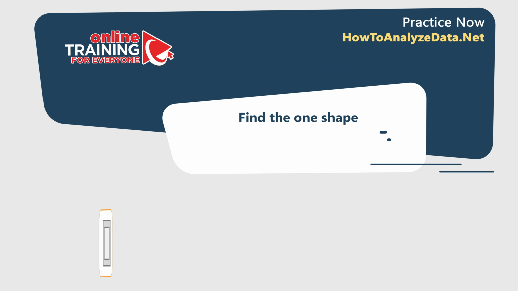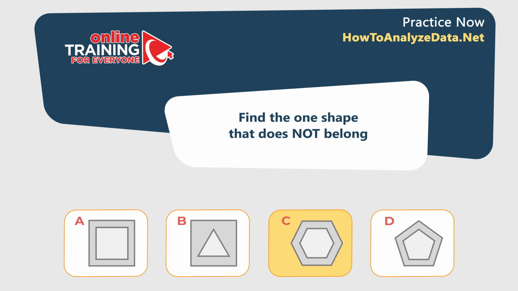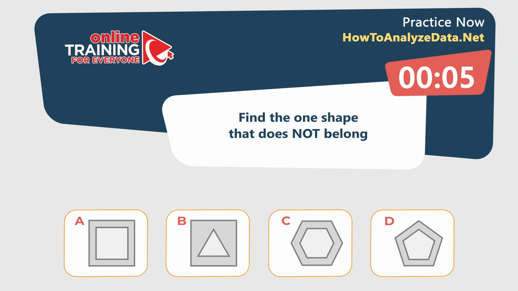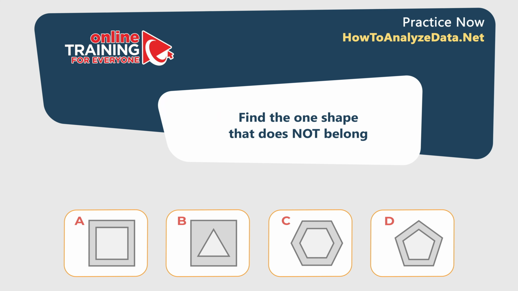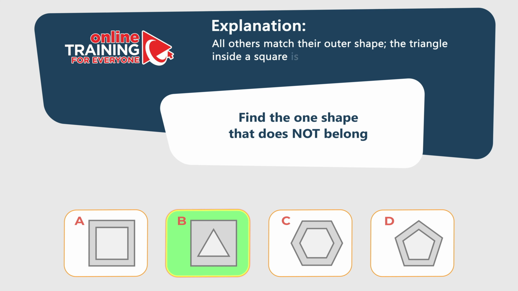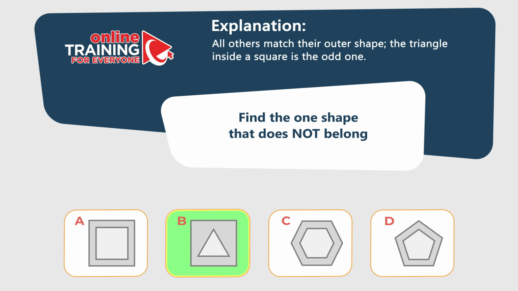Find the one shape that does not belong. A. A square inside the square. B. A triangle inside the square. C. A hexagon inside a hexagon. And D. A pentagon inside a pentagon. The correct answer is choice B, a triangle inside a square, and here's why. All other shapes match their outer shape, and the triangle inside a square is the odd one.